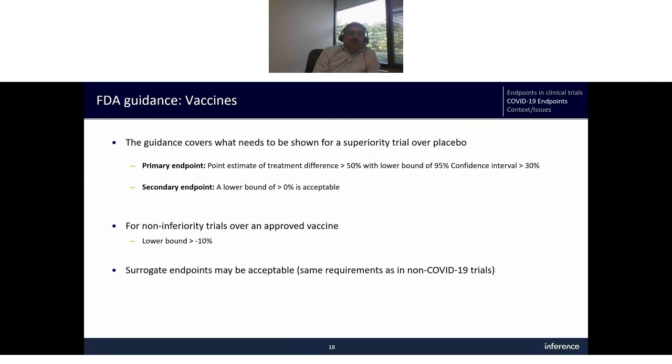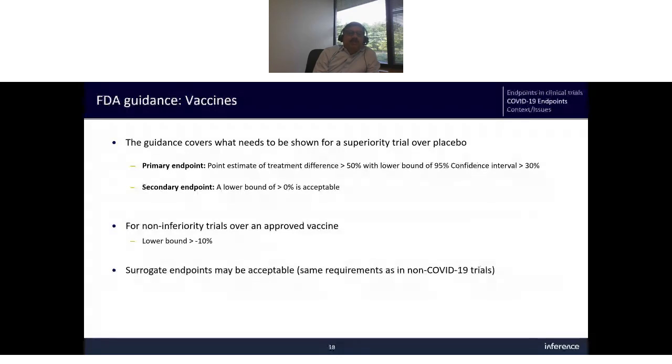And for non-inferiority trials, the lower bound has to be greater than, I don't know if you can read it, minus 10%. So it could be a little less. It doesn't even have to be 0%. It can be a little worse, but not more than by more than 10%.